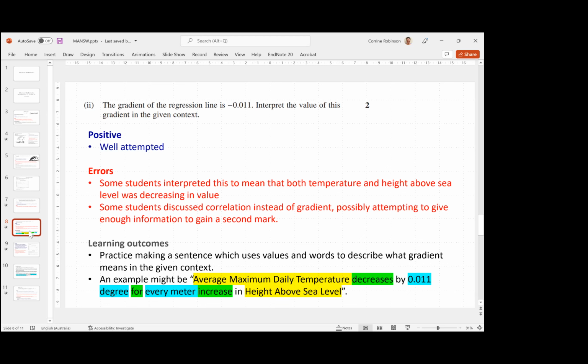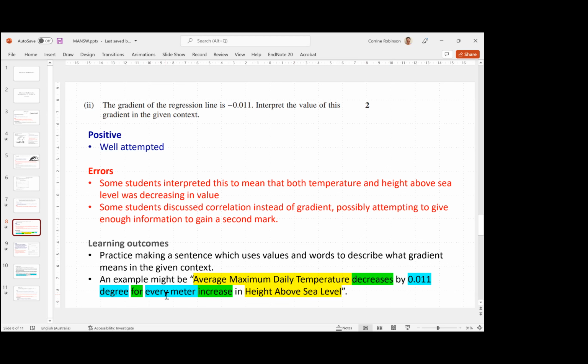And you'll see I've colour coded it here. The yellow demonstrates where we've applied it to the context of the question given, just taking the words or titles from those axes. And the green highlights where we're using words to describe or interpret: there's a decrease or an increase. And then the blue shows how the values of that gradient have then been utilised within the sentence.